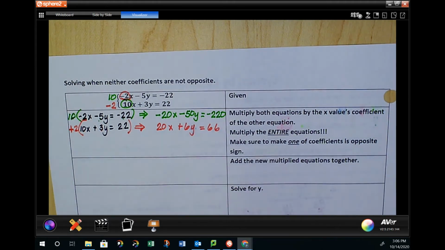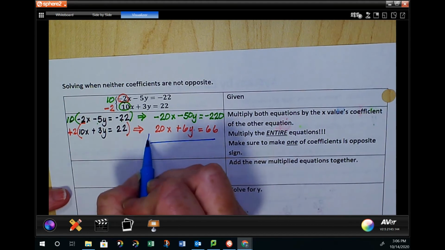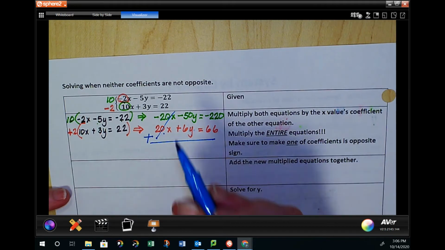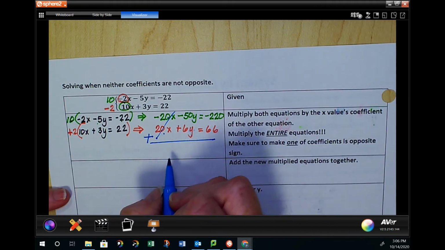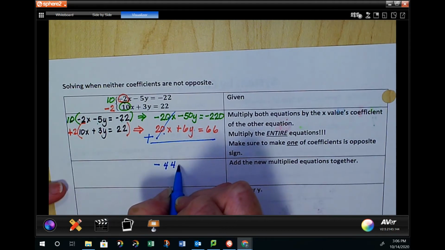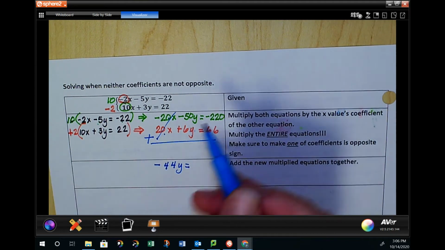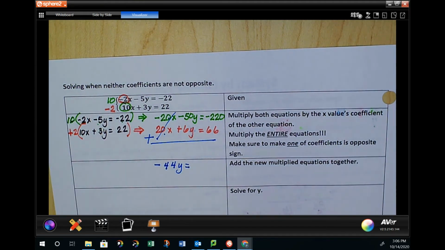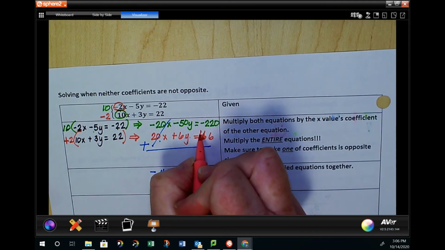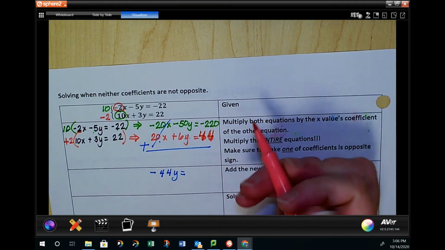So now we're going to add these two equations together. Negative 20 plus 20 cancels out, so I've eliminated that x. Negative 50y plus 6y gives me negative 44y equals negative 220 plus 66. And I don't know why I put 66, I can't do math. 2 times 22 is 44. Sorry, guys. 2 times 22 is 44.